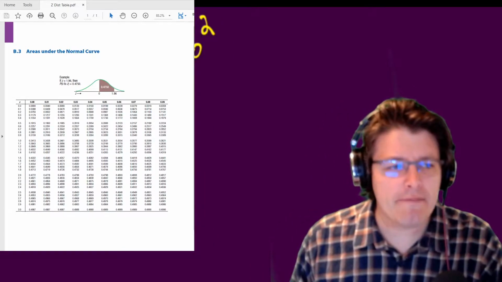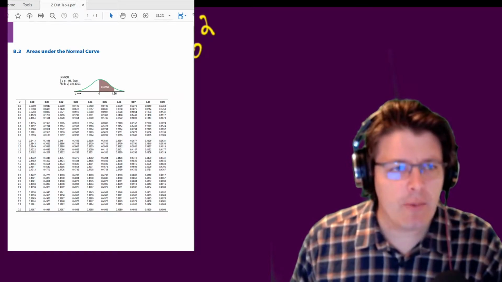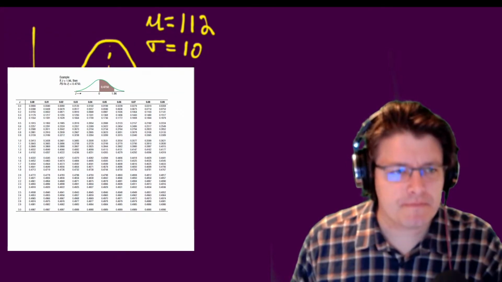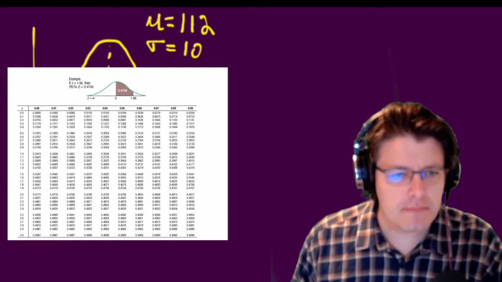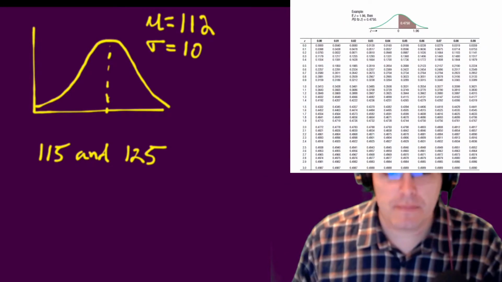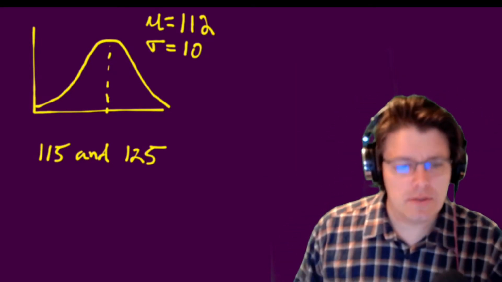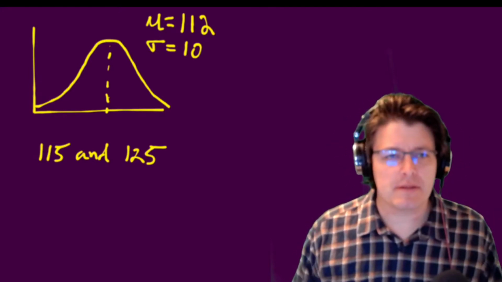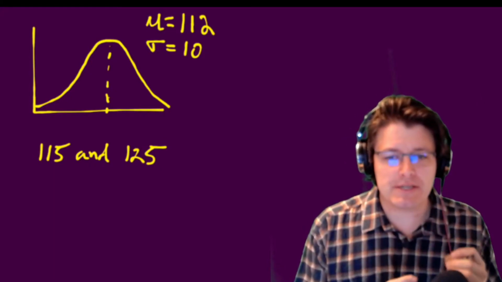So we have a range of outcomes that we're interested in, and we know certain things about the population. Okay, so we know the mean is 112, the standard deviation is 10, and so we can take these two values and turn them into z-scores.